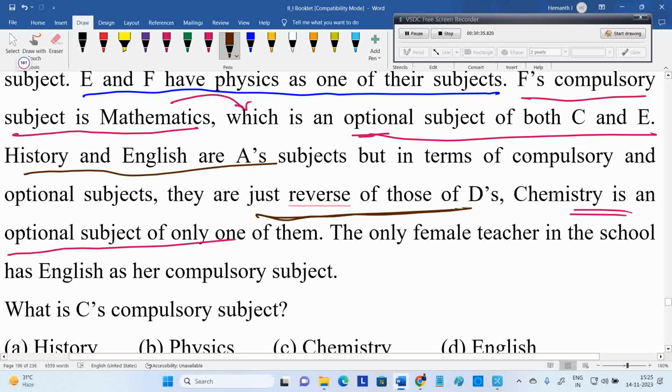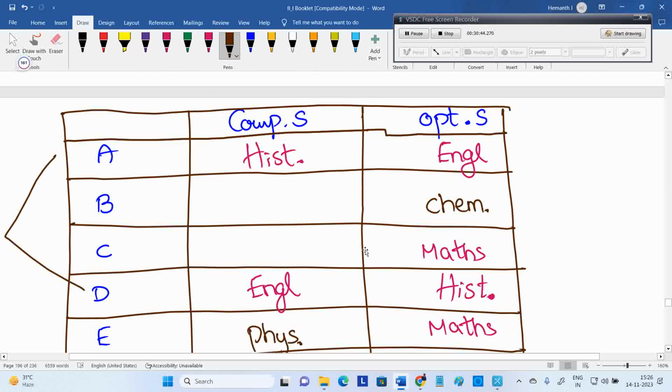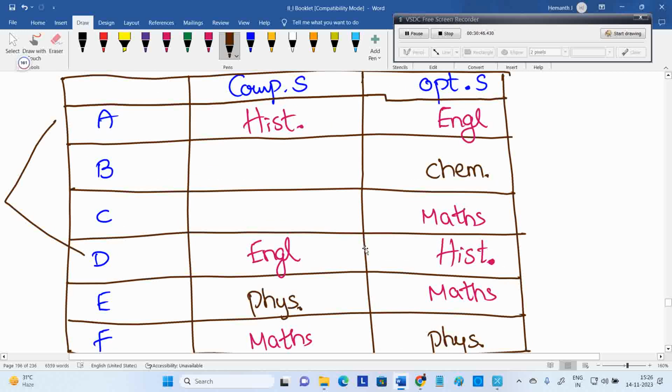Right. So next one, the only female teacher in the school has English as her compulsory subject. So only one female teacher is there. Who is that? Is English compulsory. English compulsory is D. So D must be the female teacher. So they may ask you the question: who is the female teacher? Who is having chemistry as optional subject? They can ask questions like this.